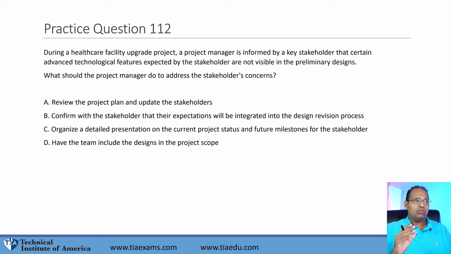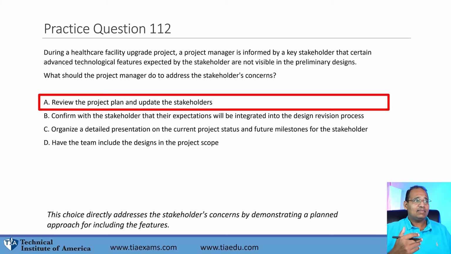What are we going to be doing? How are we going to address this person's concern? Best answer here, guys, is to review the plan and update the stakeholders. That is correct. So, first of all, notice a key stakeholder says certain technological features expected are not visible. So it's not visible to them. Is it in the plan? Well, that part I'm not sure about. So go and find out.